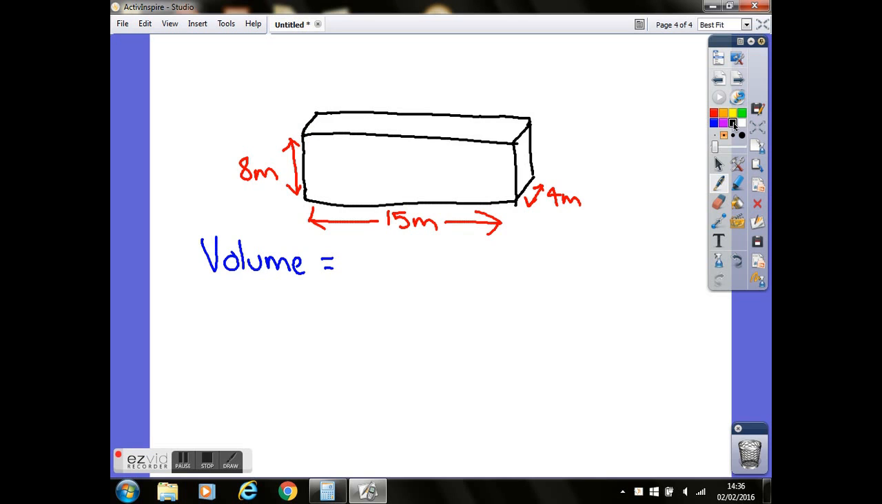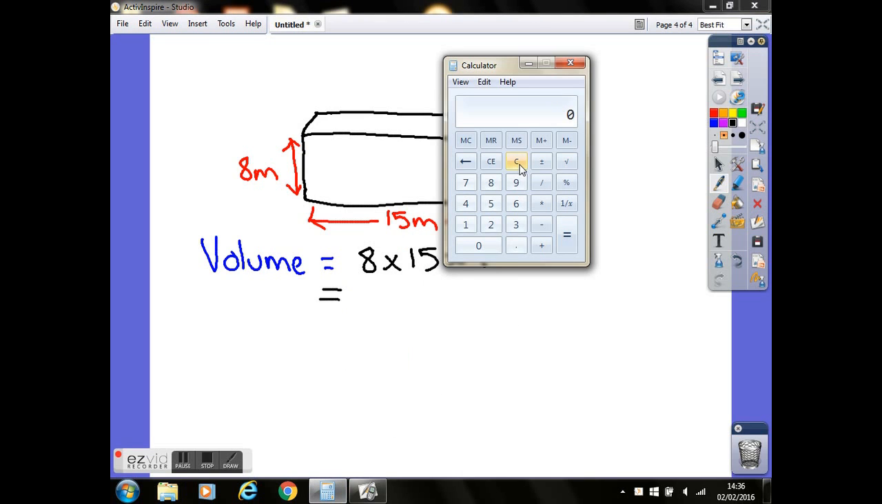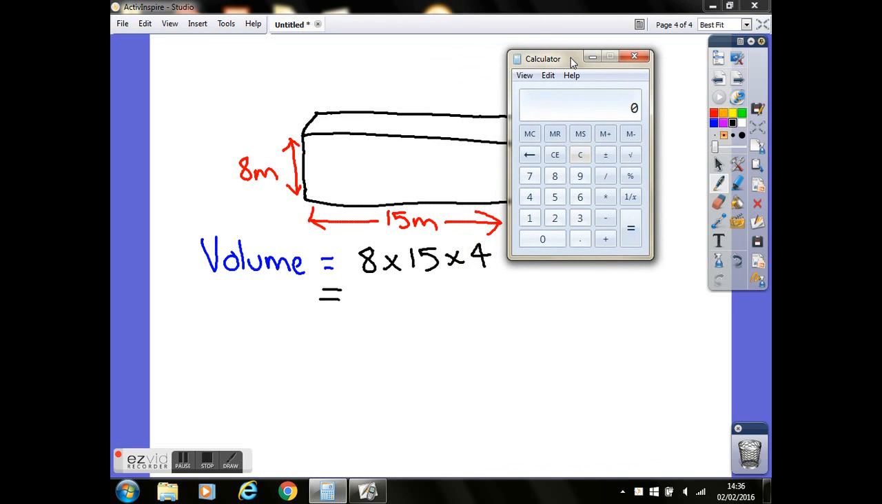So we're going to have 8 times 15 times 4, and just as before, I would do 2 of them together first, work out your answer, and then times the last one out. So if I bring the calculator up for that again, I'll start with 8 times 15, which gives you 120, and then times that by the 4, so that's 480.